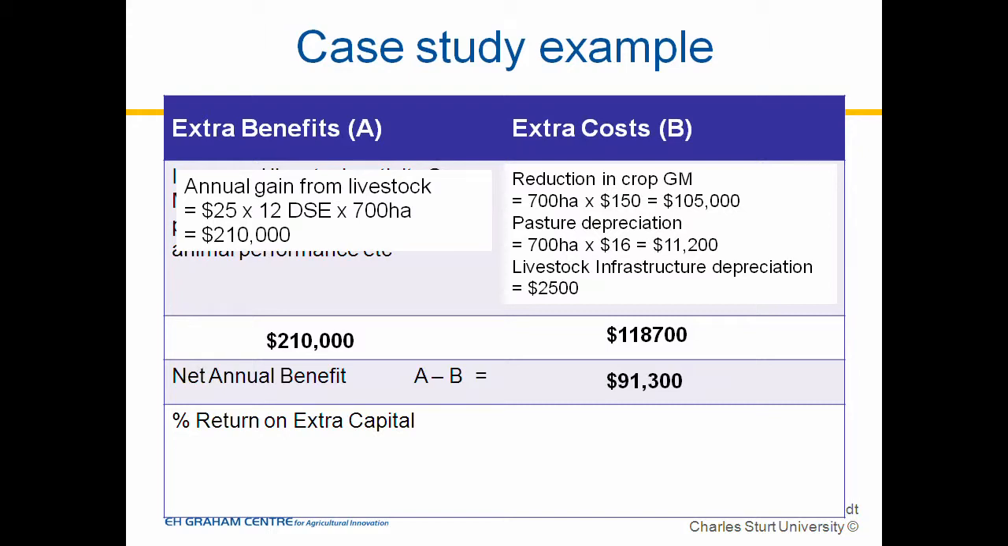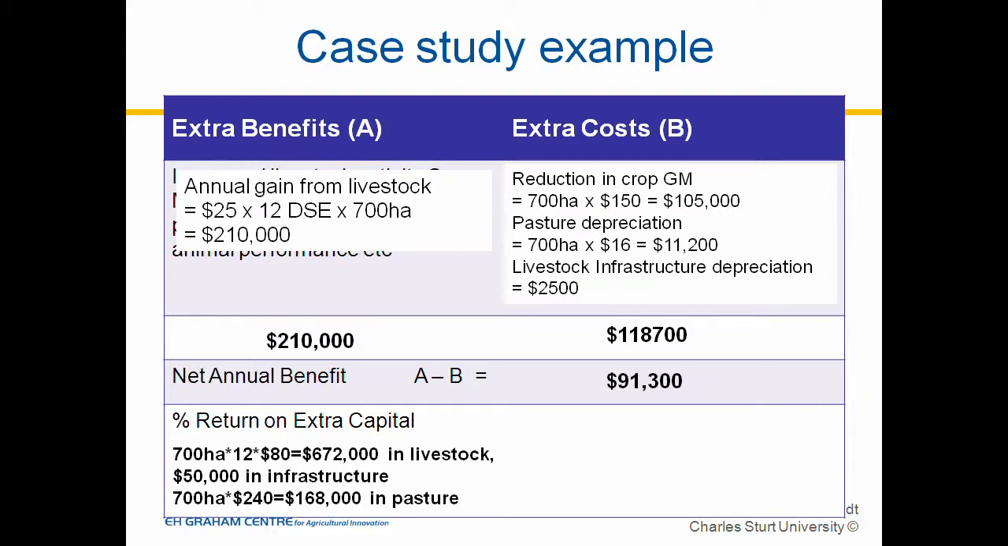That's good. So it's positive, but how much positive for how much money we're committing to the project, or how much money we're committing to the change, is the question. Well, if we look at how much extra capital is tied up in this change, we're putting 700 hectares times 12 DSE times $80 a DSE. We're putting $672,000 into livestock. That's pretty significant. That's a lot of capital going in there.